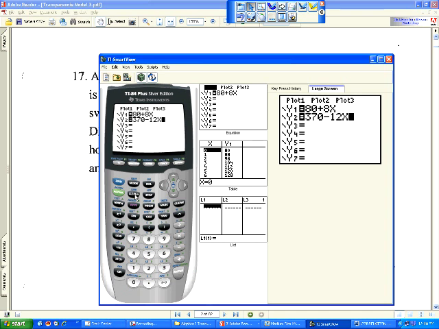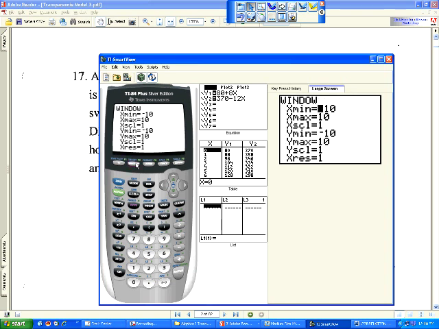We want the window to fit the data. So we hit our window button. My x is the number of minutes. We know how long it took, 14 and a half, but if we didn't know, we would just make a guess. So we're just going to go 0 on the minimum, on the maximum 20. The scale is fine at 1.